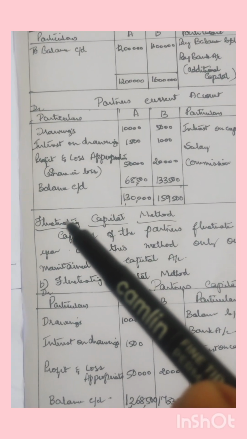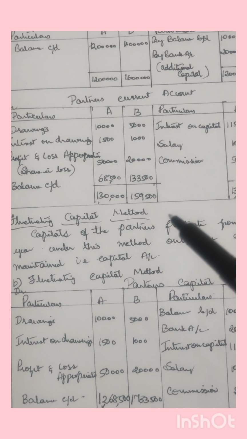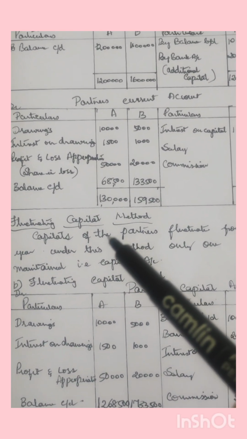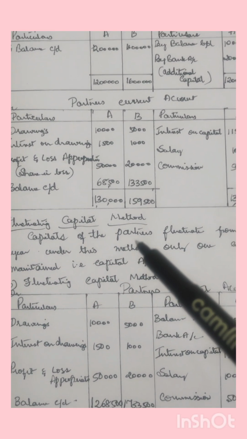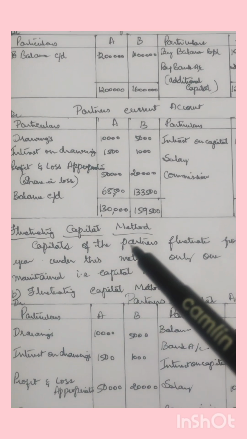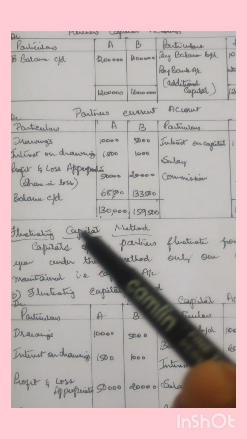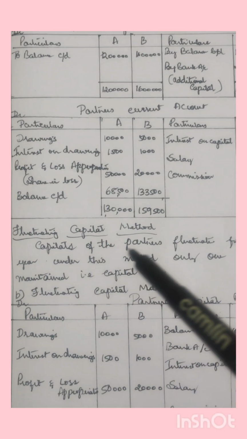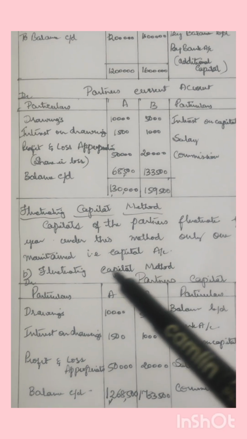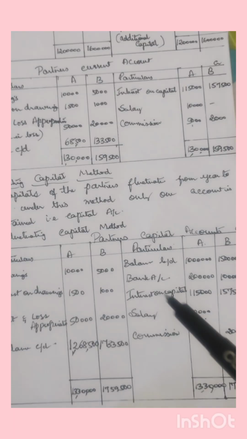So the second method is the fluctuating capital method. What is the fluctuating capital method? This is also one of the methods of maintaining capital accounts of partners, where the capital fluctuates year after year. It does not remain constant; it goes on fluctuating. That's why it is called the fluctuating capital method. Under this method, only one account is prepared, that is, the partners' capital account.